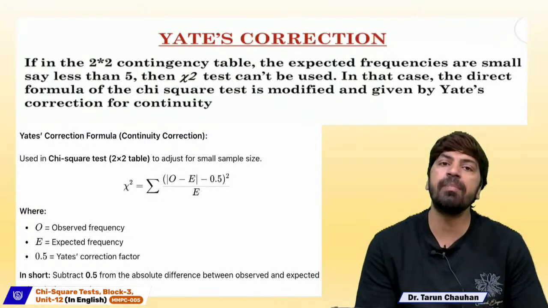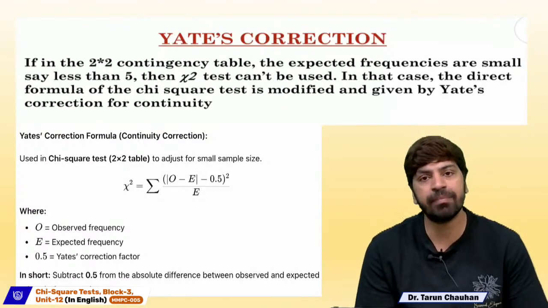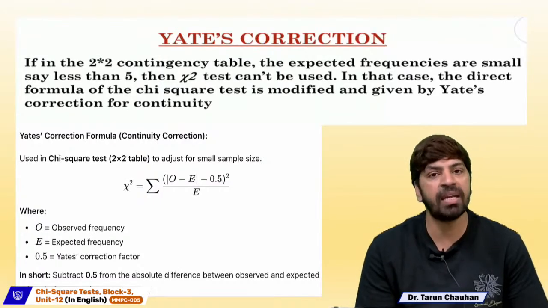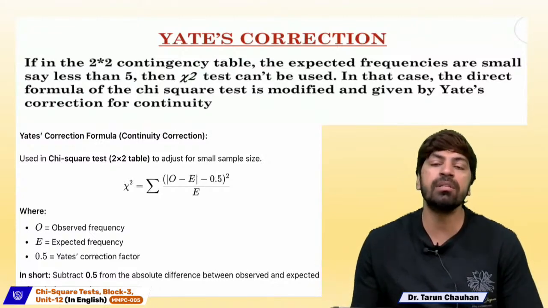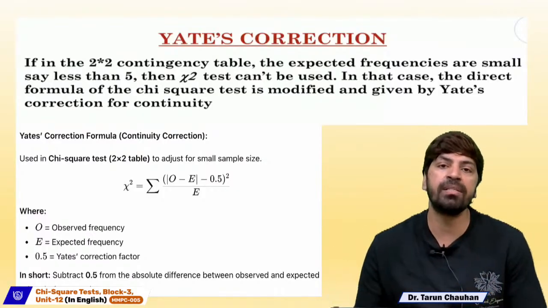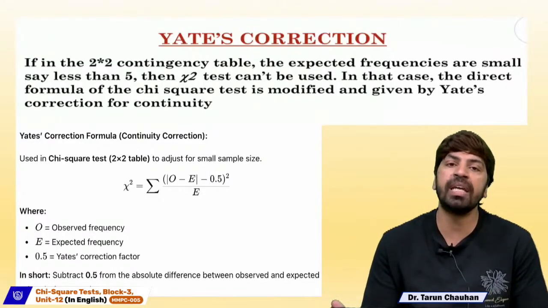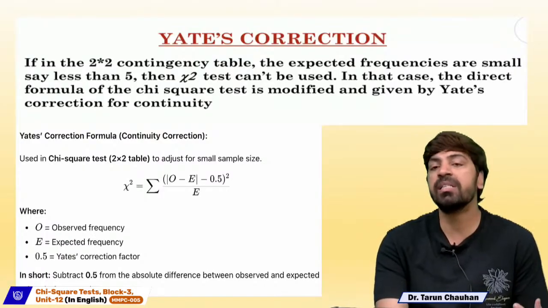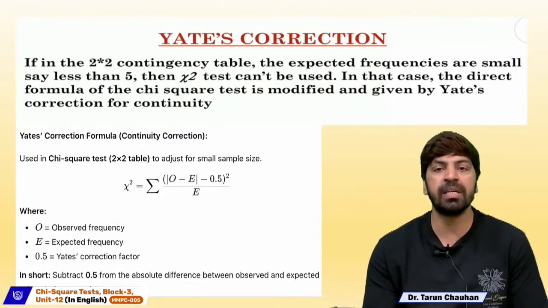The next concept is Yates correction. In 2 by 2 contingency tables, if the expected frequencies are small, say less than 5, then the chi-square test cannot be used. Among the conditions of the chi-square test, if the expected frequency values are more than 10 or reach 50, then the chi-square test is applied. But if the expected frequencies are small, say less than 5, then the chi-square test cannot be used.